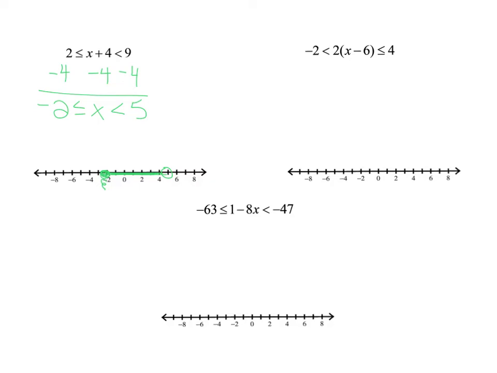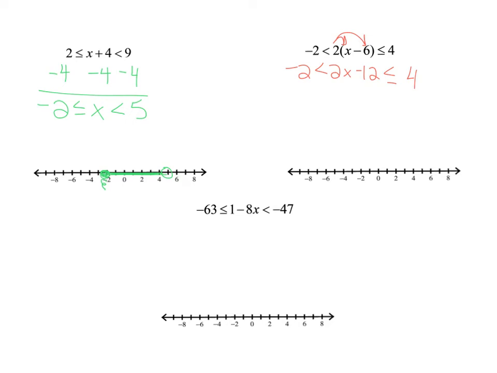Negative 2 is less than 2 times the quantity x minus 6 is less than or equal to 4. Always focus on the middle because that's where your variable is going to be. So in the middle here, I see distributive property. So I'm going to distribute the 2. 2 times x is 2x. 2 times negative 6 is negative 12. I've got my negative 2 on the left, and my 4 on the right, and I've got my 2 inequality symbols, okay?